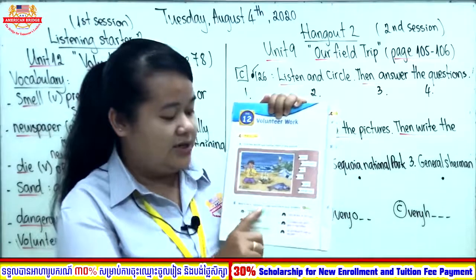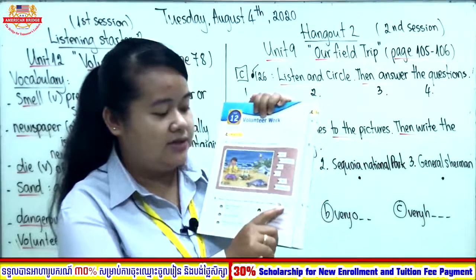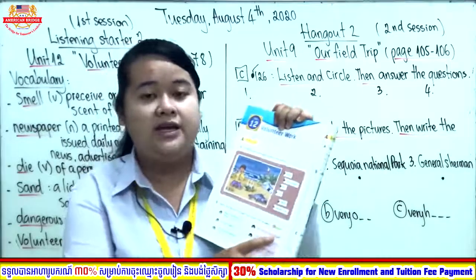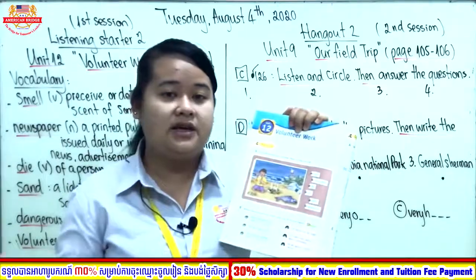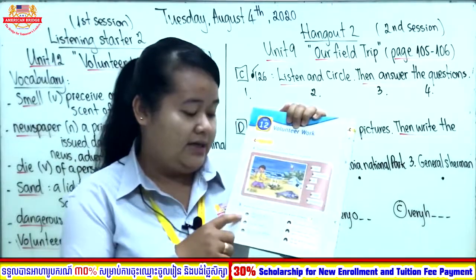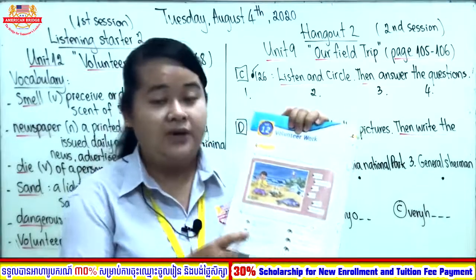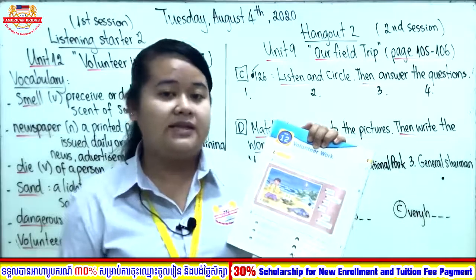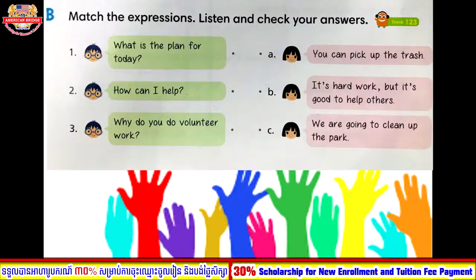Match the expressions, listen and check your answers. So teacher will give you the listening track right now, track 123, that you need to listen to the conversation. After that you need to match the letter here to the number, but you need to listen first before we do it. So now let's start with teacher all together.